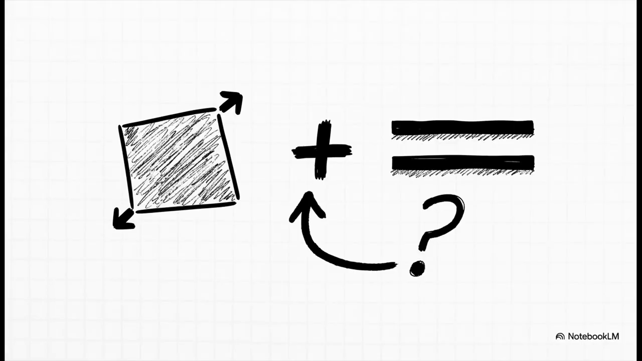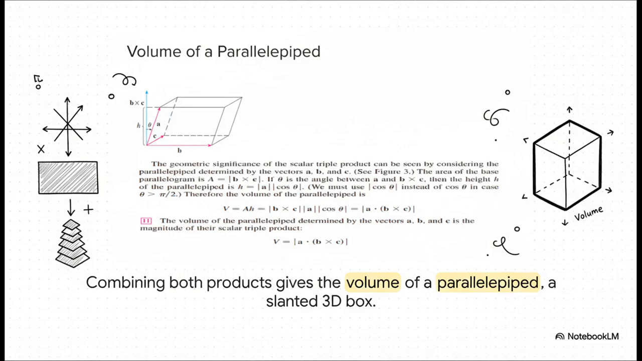How cool is that? And this is where things get really, really elegant. So we've got a tool for finding area, that's the cross product, and we've got a tool for measuring alignment or projection, that's the dot product. So what happens if we use them together? We get volume. It's a beautiful two-step process. First, you take the cross product of two vectors. That defines the base of a 3D shape, and its magnitude gives you the area. Then you take the dot product of that new area vector with a third vector. What that does is it projects that third vector down, basically measuring the shape's height. And base area times height, well, that's the volume of this slanted 3D box, which is called a parallelepiped.